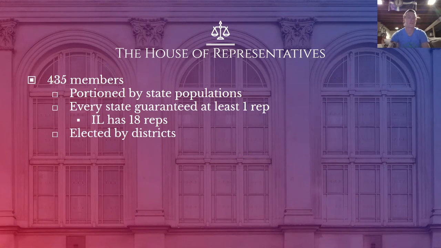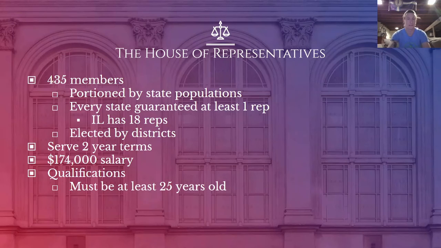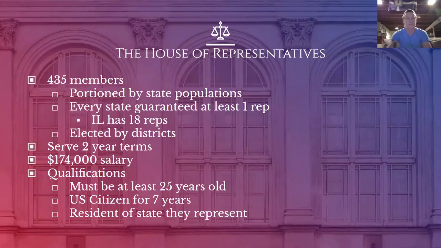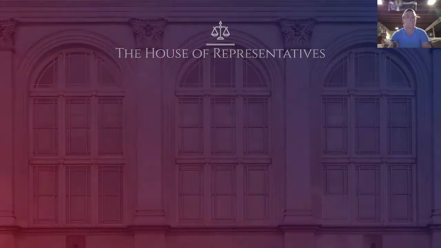And it's elected by districts. Okay. So I currently actually live in a different district than where the school is. So I experience a different kind of legislative process than you guys will when you get older. They serve 2-year terms, $174,000 salary. Now the qualifications must be at least 25 years old, right? So a little bit more ambitious, maybe at a younger age. U.S. citizen for 7 years and a resident of the state that you represent. These are all pretty fair requirements, of course. The state governor will call for special elections in extreme cases. So again, where the role of the governor may kind of step in.